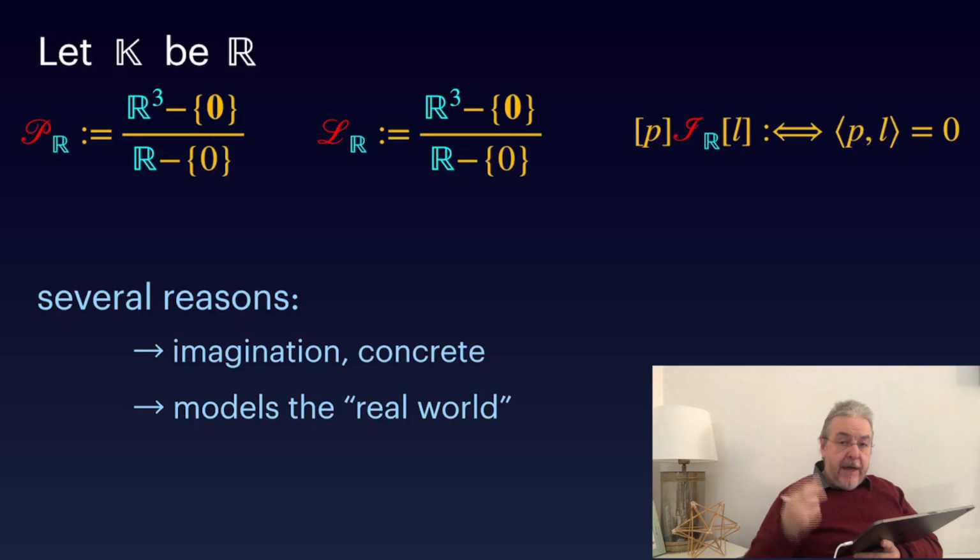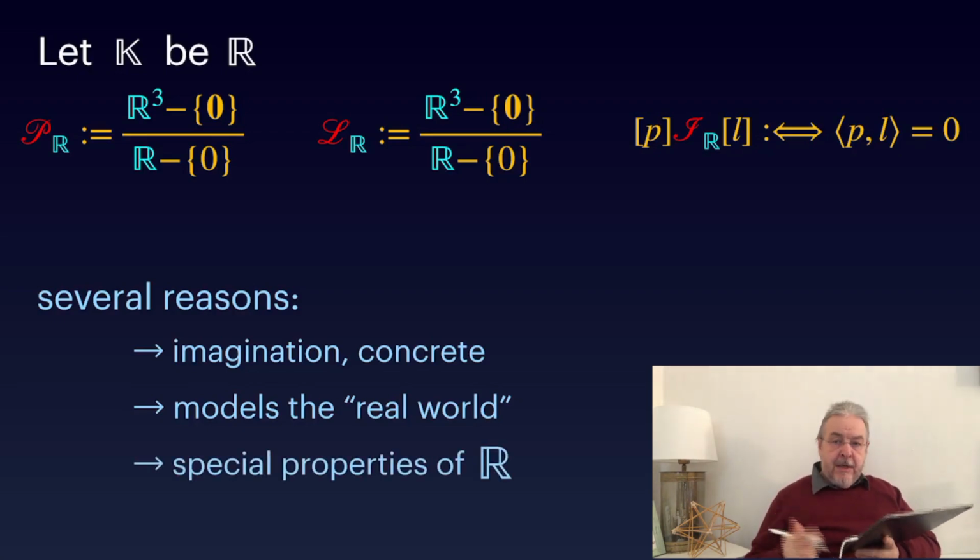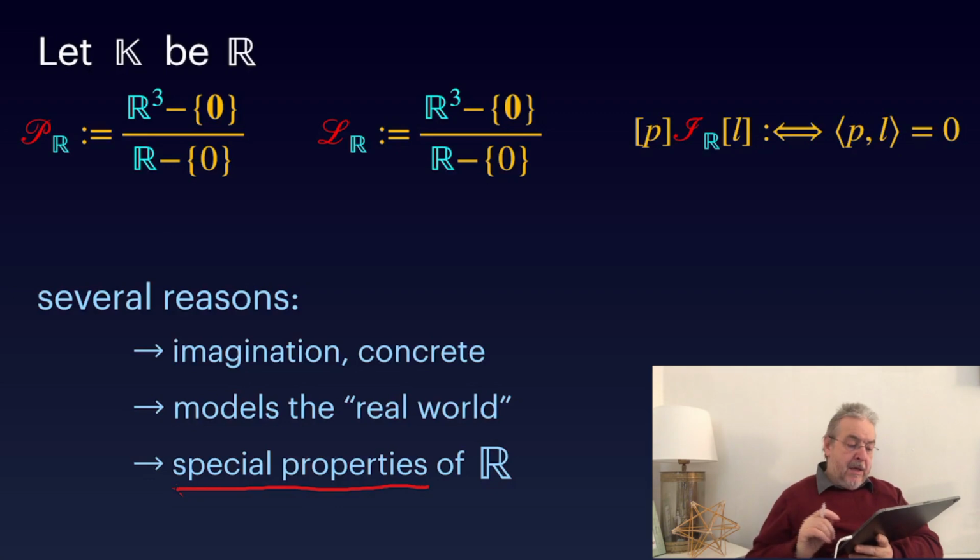But there are also inner mathematical reasons for dealing with the real numbers. The real numbers have some special properties that are not common to all the other fields, and we will learn that some theorems about projective geometry hold only over the real numbers because of the special properties that we get from real numbers. We will come to that at one of the later video lectures.